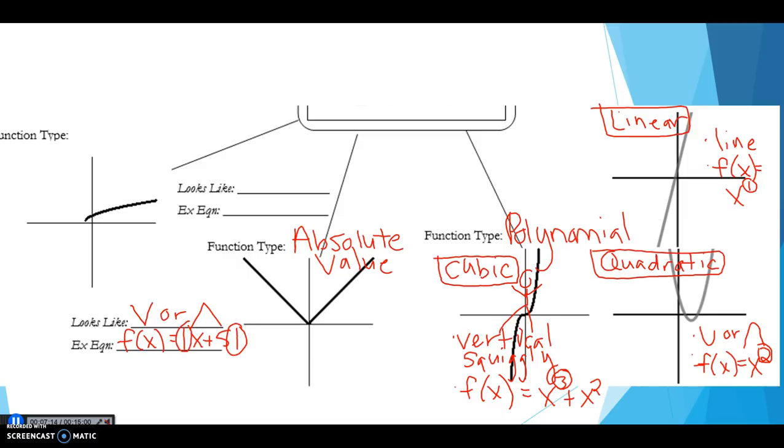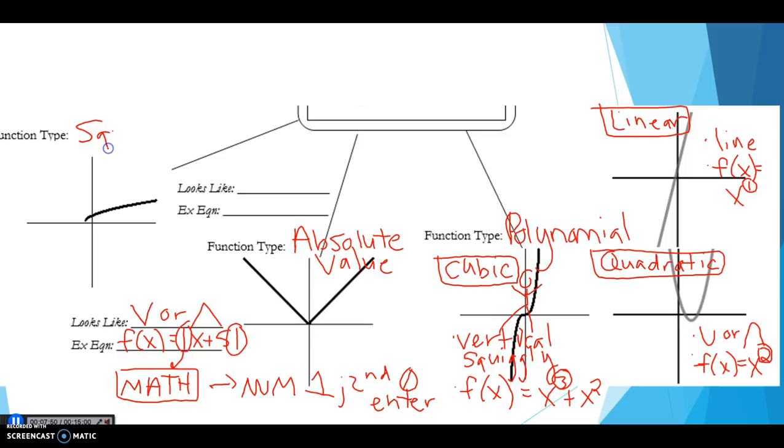You're going to have to type these into your calculator at some point. So how you do it is you hit the math button on your calculator. You arrow over to number, and then you press 1. You can also get it by hitting second, 0, enter. So whatever you find easier, but make sure you write those notes down so whenever you have to graph it that you know how. The next type is a square root.